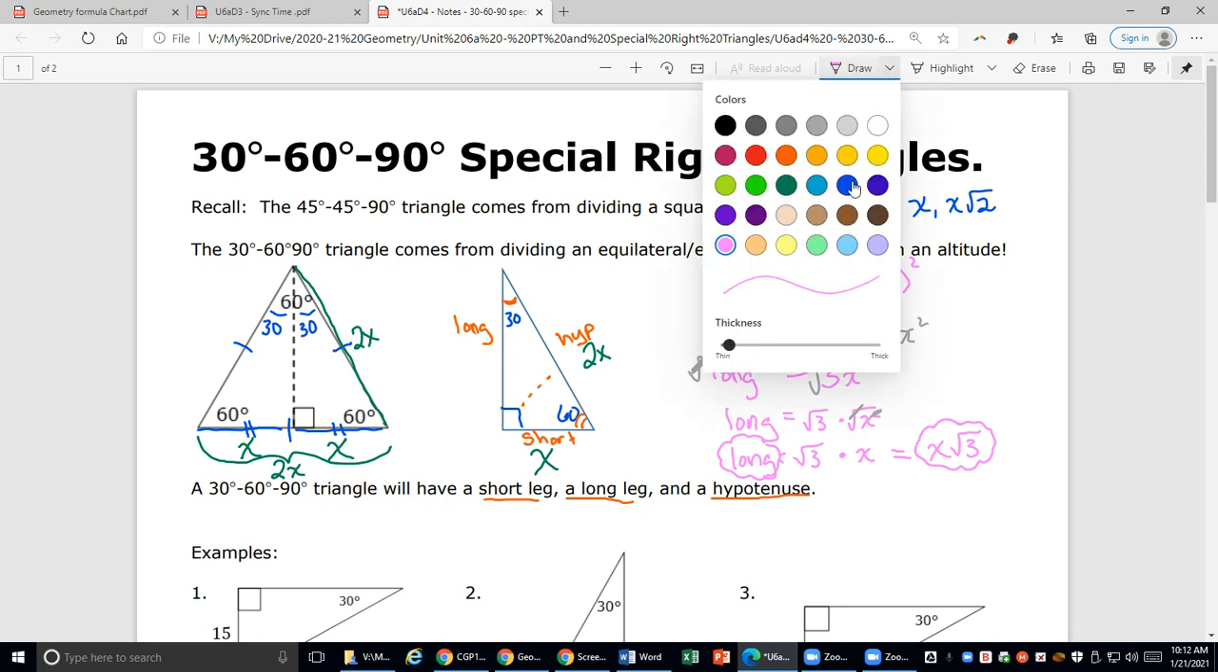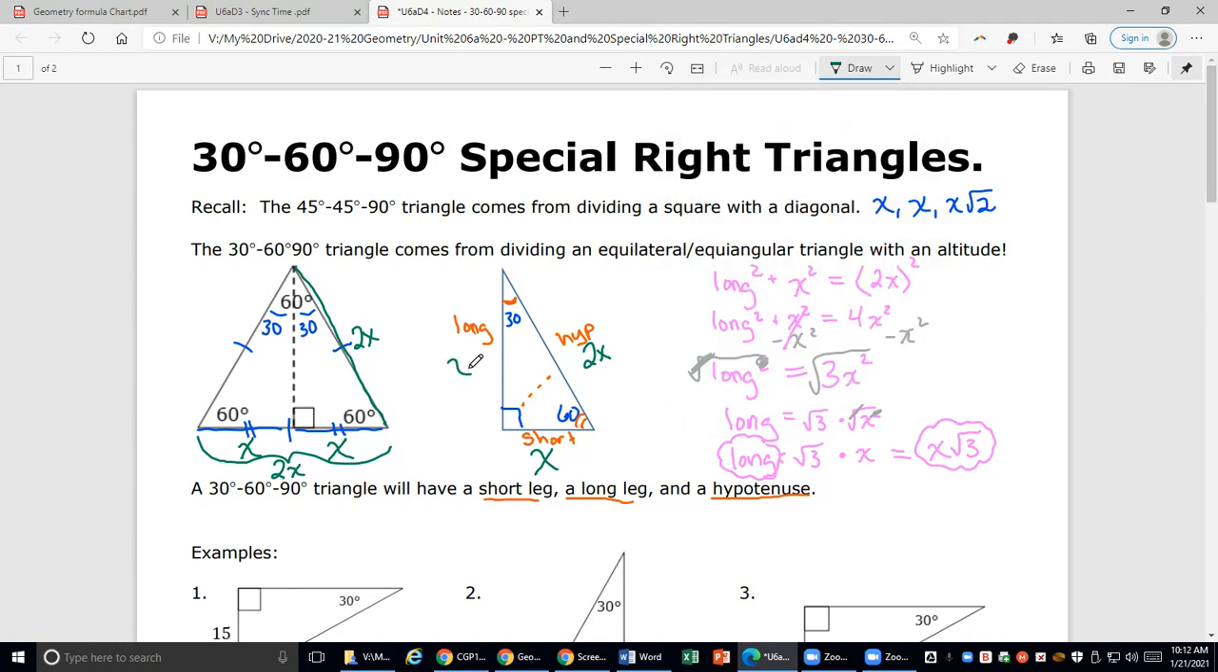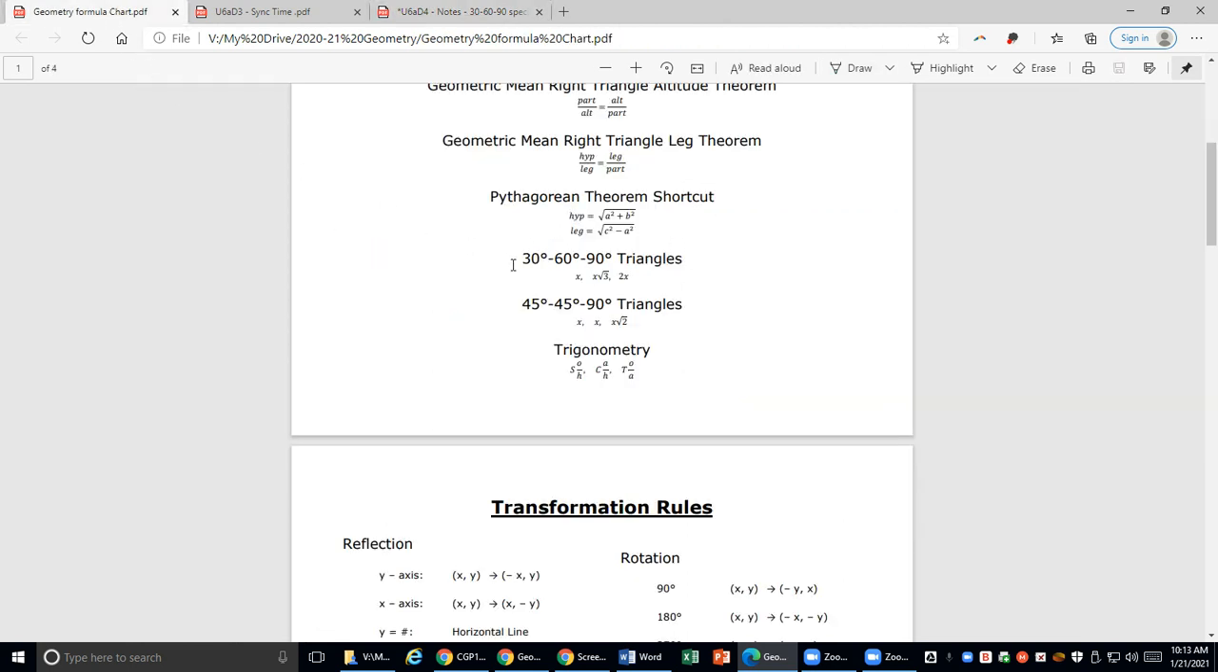So I'm going to come back over here and add that to my picture. My long leg is the x times the square root of 3. Okay, so my short leg is x. That's the one we always want to find first. Find this one first. Try to make it a star. Find the short leg first. If you're not given it, find it. And then you can go from there and double it to get your hypotenuse, and you can multiply it by the square root of 3 to get your long leg. This is on your formula chart.